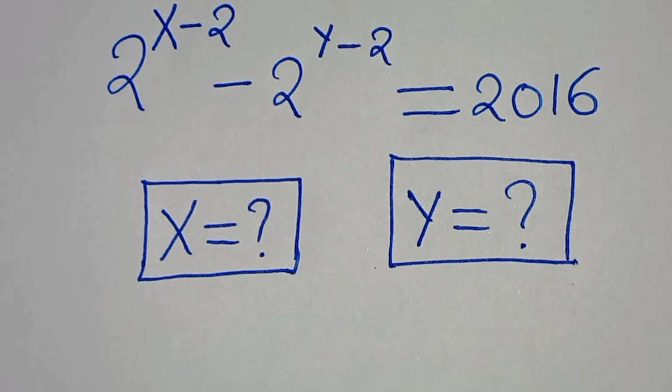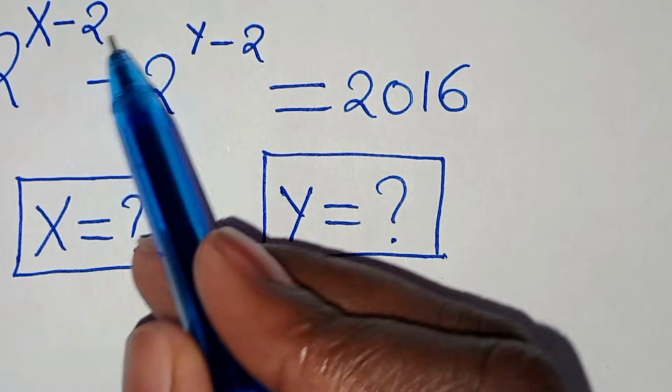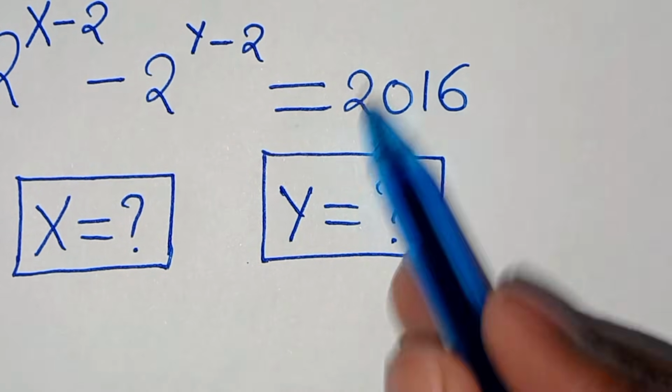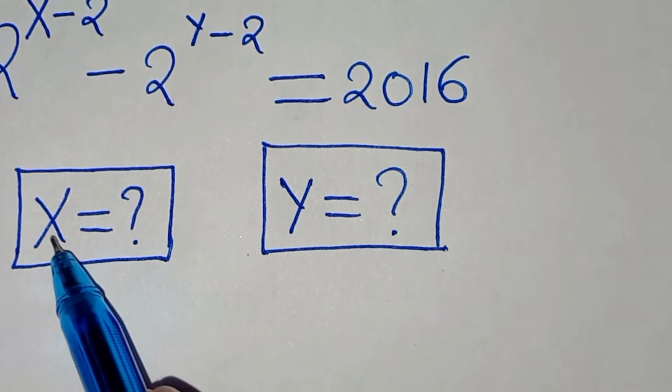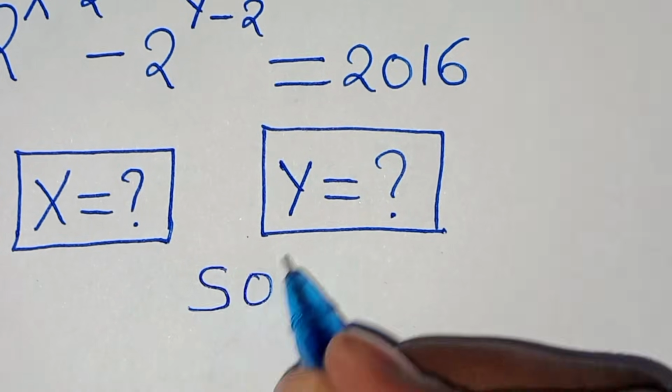You're welcome to solve this nice exponential equation, which is 2 to the power of x minus 2, minus 2 to the power of y minus 2, equal to 2016. What is the value of x and what is the value of y? Now let's provide a solution.